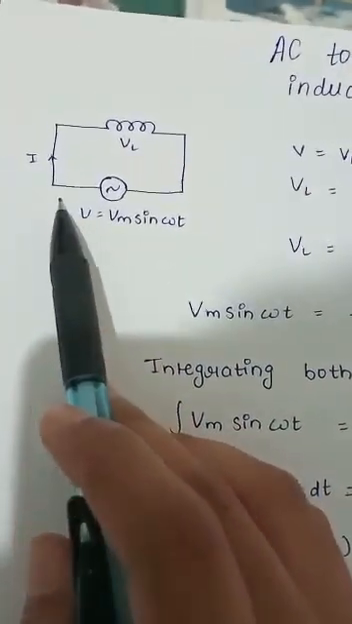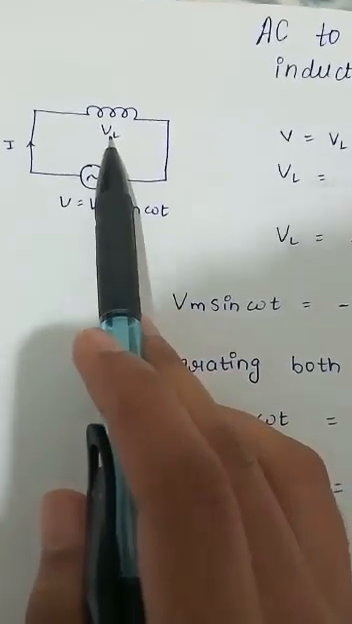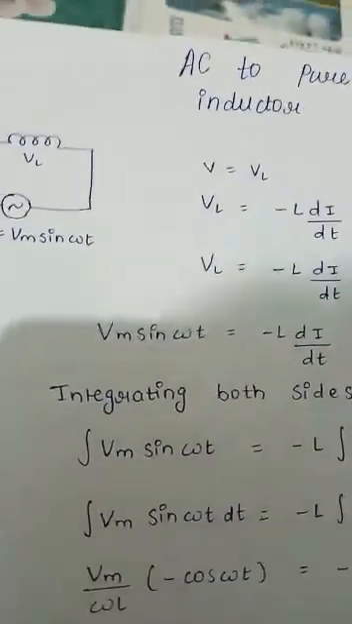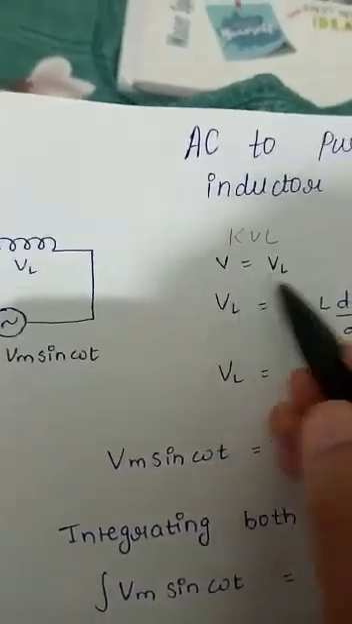AC to pure inductor. So this is the circuit. Current I is flowing through inductor L. This is instantaneous voltage, so V is equal to Vm sin omega t. According to Kirchhoff's voltage law, V is equal to VL.